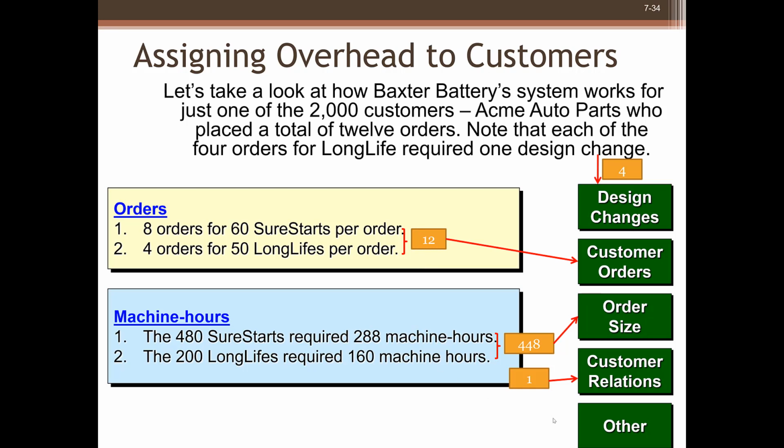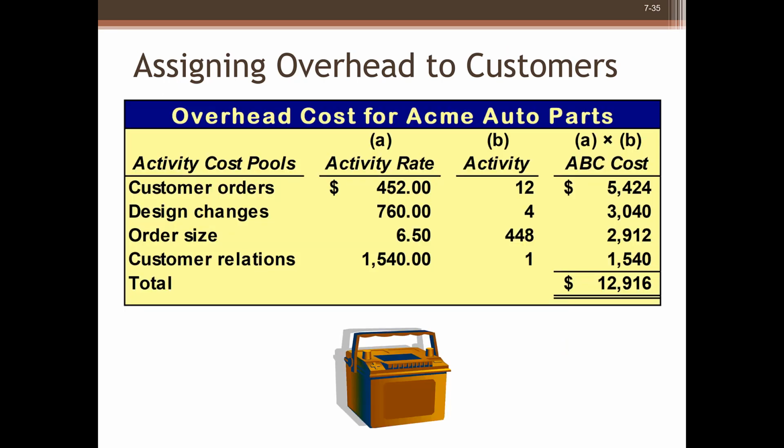Keep in mind, we do not assign the other cost pool to either product or customer. Let's take a look at the calculation. For those 4 activity cost pools, we use activity rate multiplied by activity level, and we can get cost for each activity pool. This is ABC cost. So the total overhead, which should be assigned to Acme Auto Parts, should be $12,916.